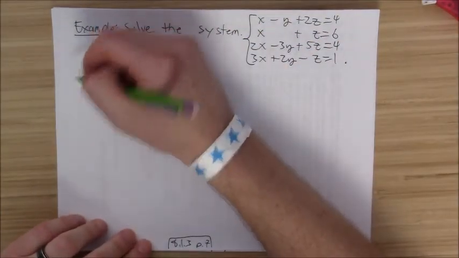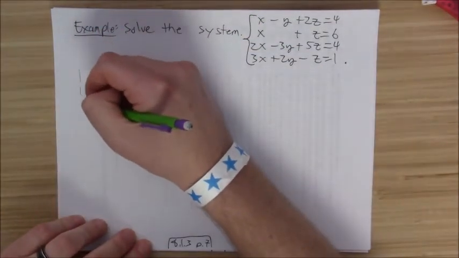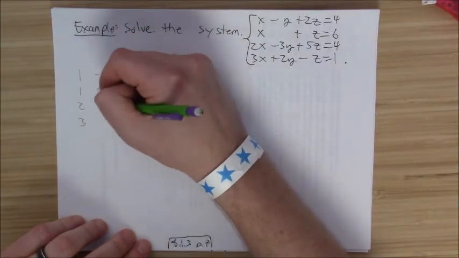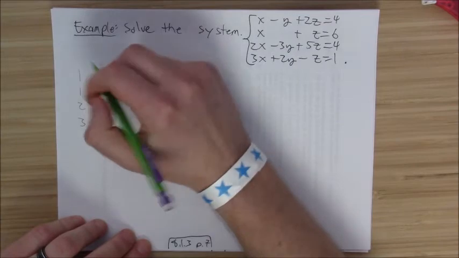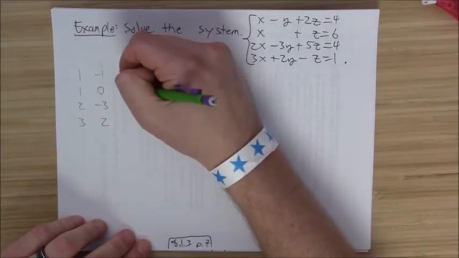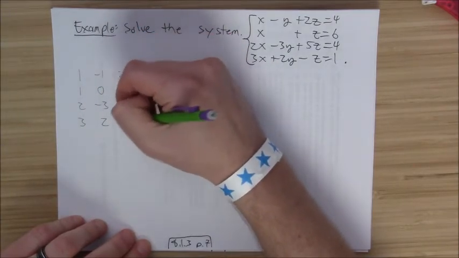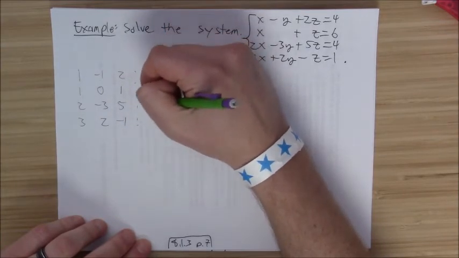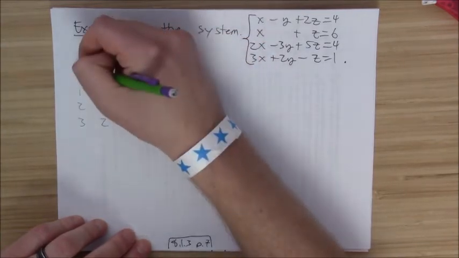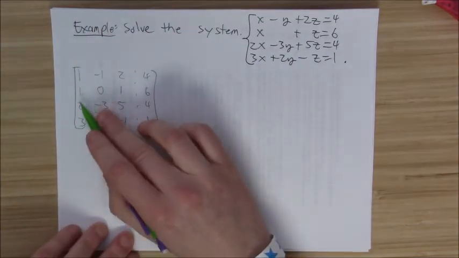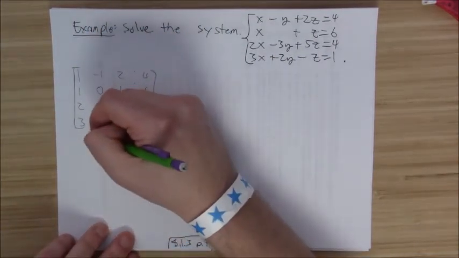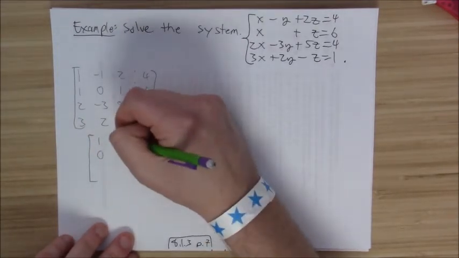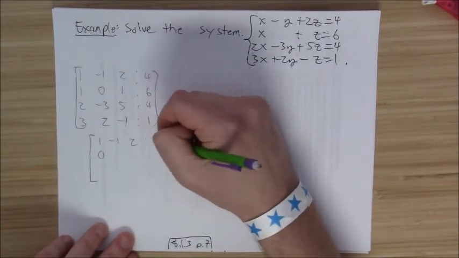So if we write out the augmented matrix, we would have 1, 1, 2, 3, negative 1, 0, negative 3, 2, 2, 1, 5, negative 1, and then 4, 6, 4, 1. Here, we want to make all of those zeros. So what can we do to make all of those zeros? Well, let me finish writing this out.